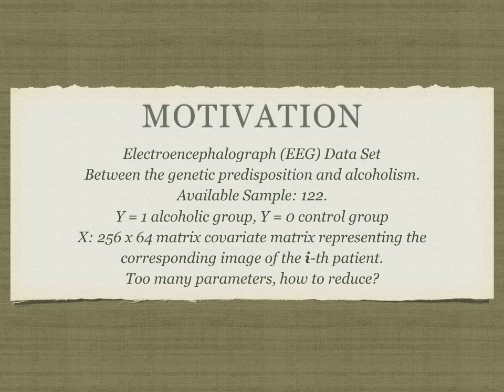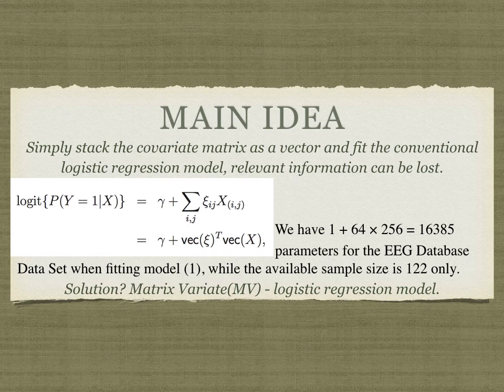However, there are so many parameters, but we only have 122 samples. So that comes from the low-rank reduction problem of the matrix. The main idea is that it simply stacks the covariate matrix as a vector and fits the conventional logistic regression model. Relevant information can be lost, and besides, it probably is not very efficient.